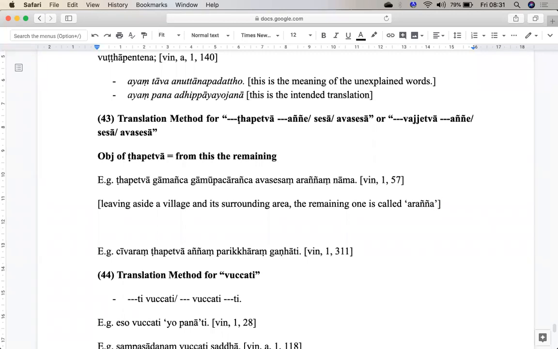Okay, so when we translate the whole sentence, it is very clear which one is included in the Aranya and which one is not included in the Aranya. Only focus on the Awasis and Aranya Nama. The remaining is Aranya. So which one is not Aranya? The object of Tabidawa, the object of the Vijayadawa here, is Gama and Gamubajara. They are not included in the Aranya. So in this way we can understand.